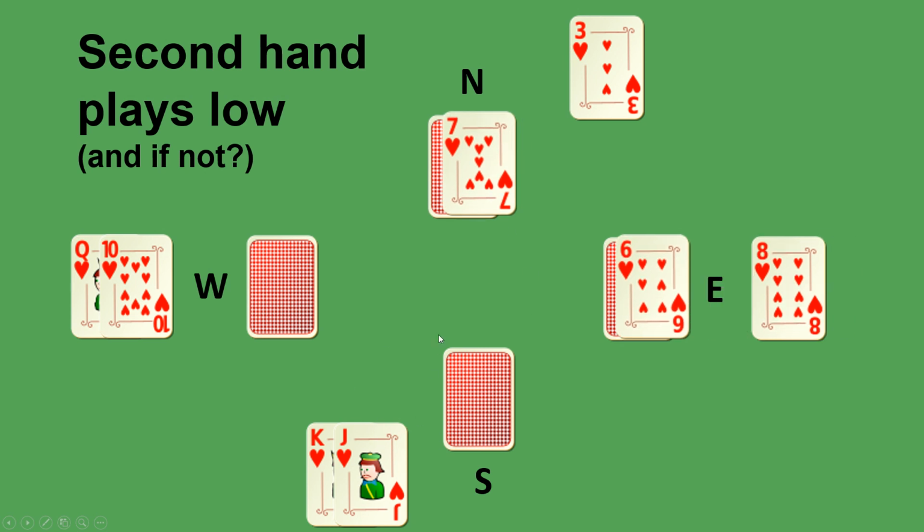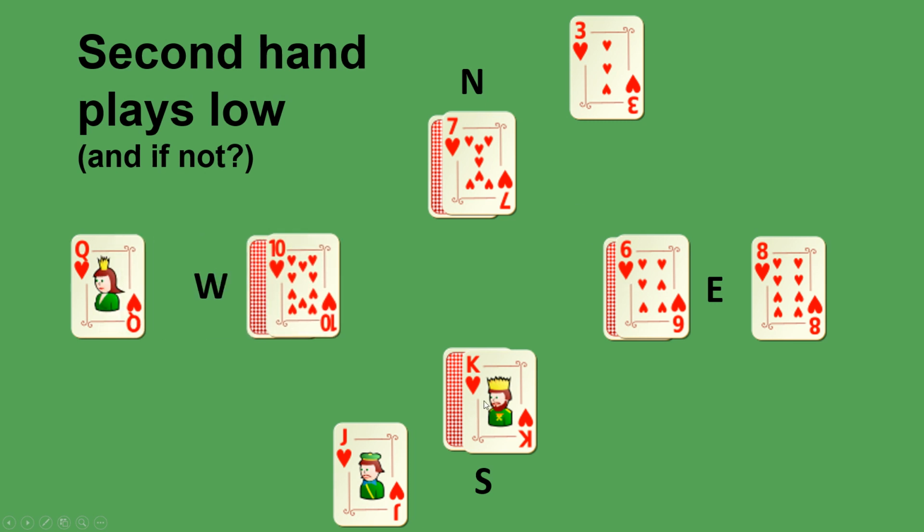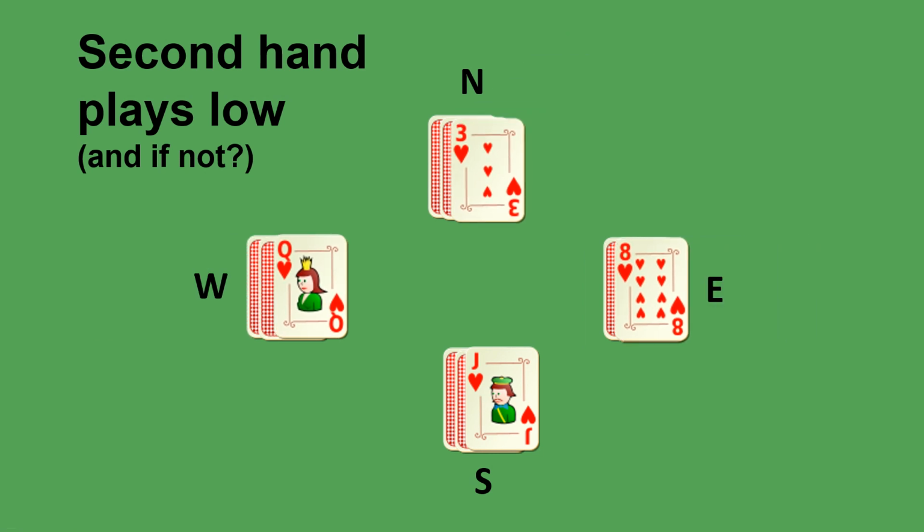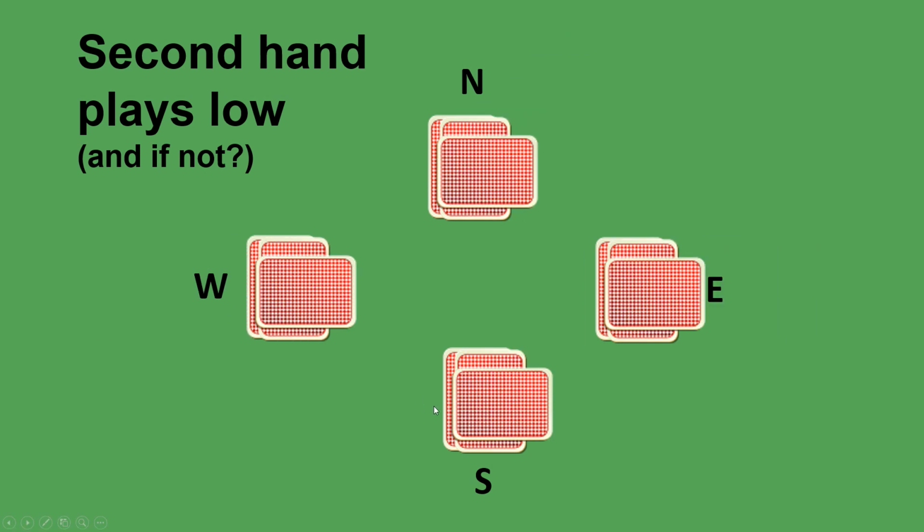South is now third hand, so he can play a big one. Remember, North led, East is second hand, South is third hand, and South wins the trick. And now South plays his Jack, and East-West wins their Queen. Look what happened now. North-South only won 2 tricks, and East-West won a trick. That's because North forgot he had a partner, and he played high in second hand.